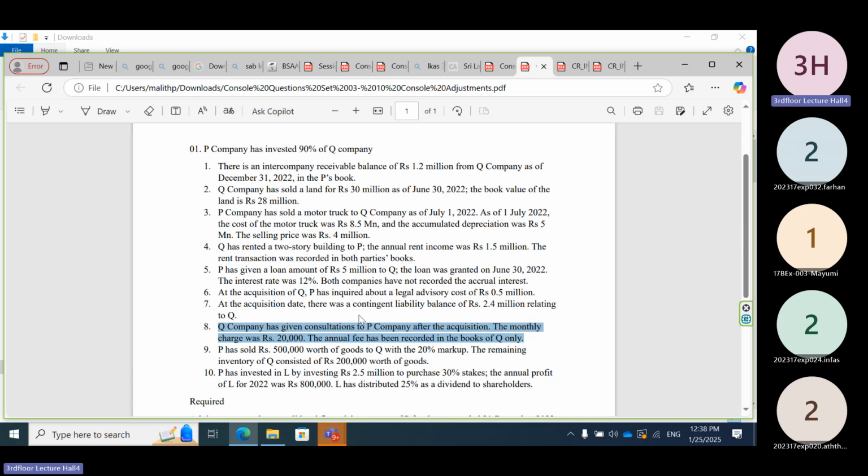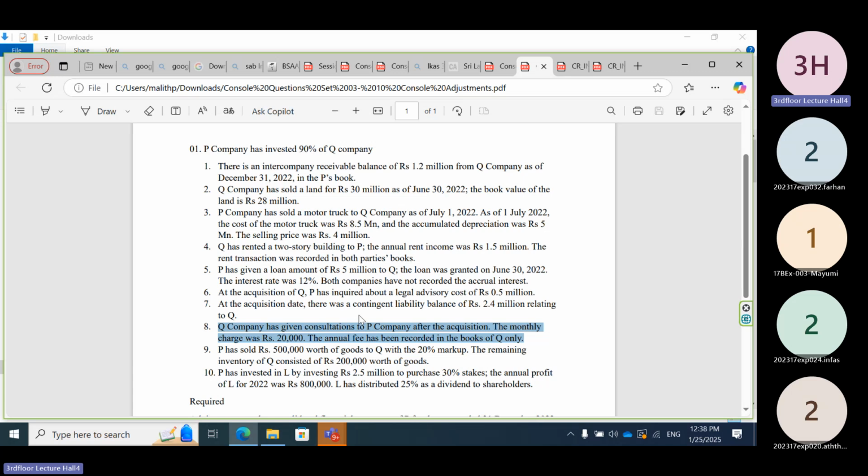Intercompany services, consultation services, whatever the service. The parent company can provide services to the subsidiary, and the subsidiary can provide services to the parent. But as one entity, there is no such payment for any kind of service.